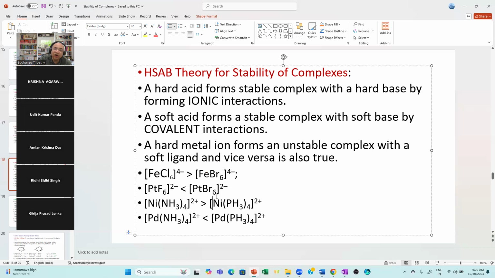But platinum can form a more stable complex with bromido. Both are soft. Platinum 4+ is soft as a metal ion, a Lewis acid, and bromido is soft as a Lewis base ligand. Similarly, tetraamine nickel is more stable than tetraphosphine nickel. Phosphine is large in size, phosphorus is a soft base, but nickel 2+ is a hard acid. Similarly, palladium, being in the 4d series, is a soft acid that forms a less stable complex with hard ligands, but it forms a more stable complex with the softer ligand, that is phosphine.